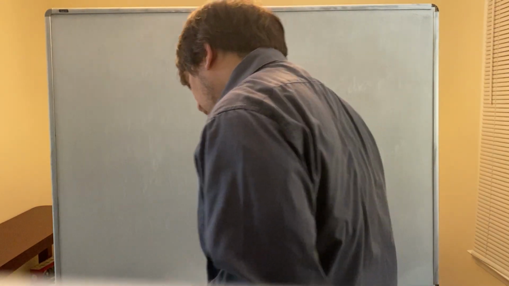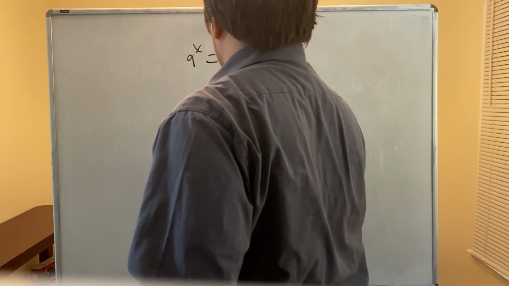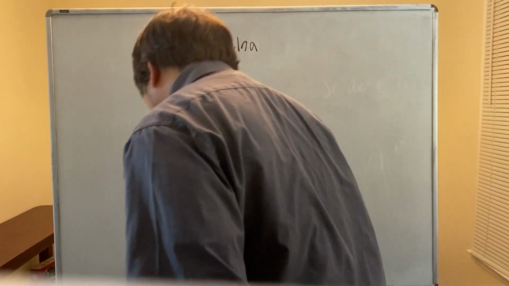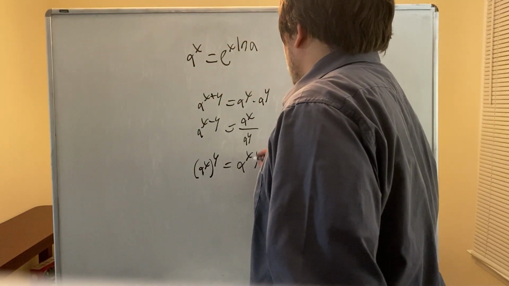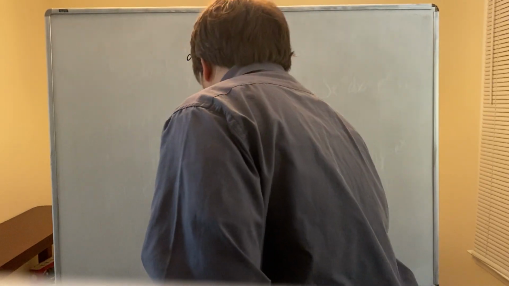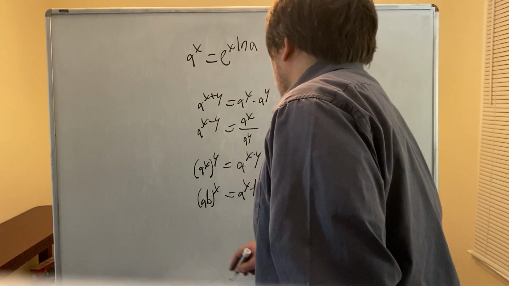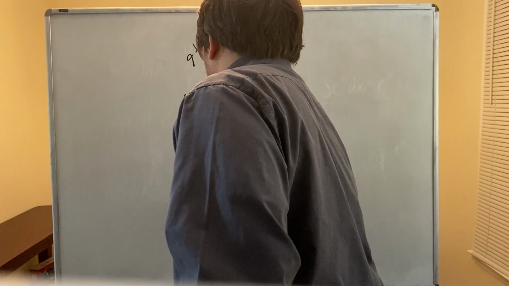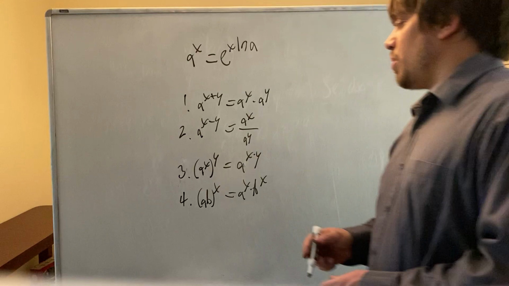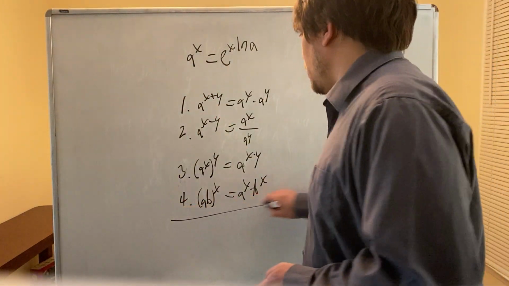Okay, we also have laws of exponents. So a to the x plus y is equal to a to the x times a to the y. A to the x minus y equals a to the x divided by a to the y. A to the x raised to the y is equal to a to the x times y. And ab to the x is equal to a to the x times b to the x. So these are 1, 2, 3, 4. These are 4 laws of exponents. So you have 4 laws of exponents there.